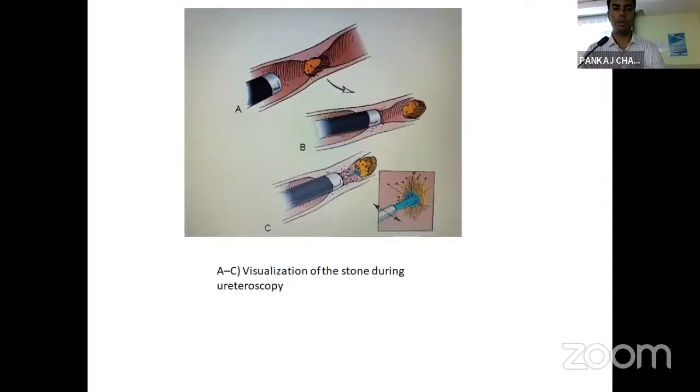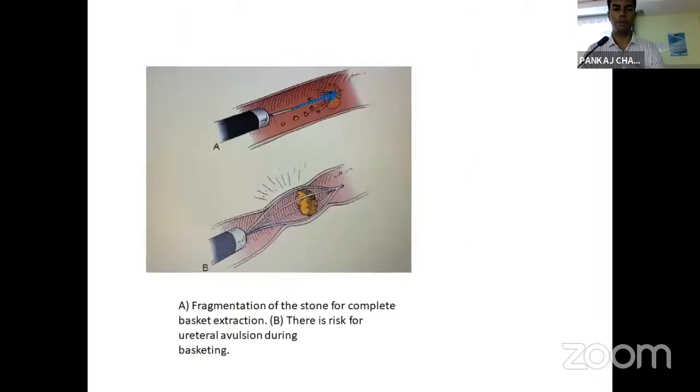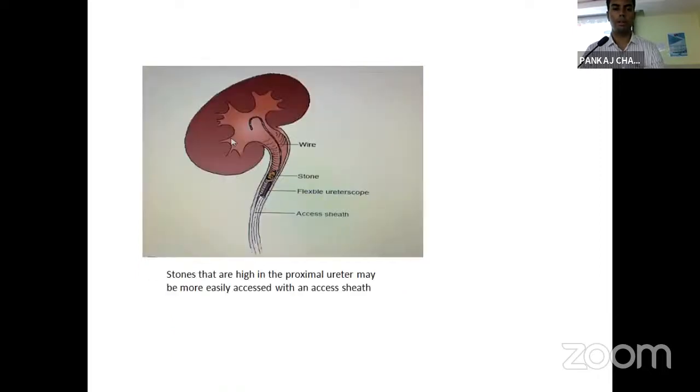Visualization of the stone during ureteroscopy. And here it is shown fragmentation of the stone for complete basket extraction, but there is a risk of ureteral avulsion during basketing. Here it is shown an access sheath: stones that are high in the proximal ureter may be more easily accessed with an access sheath.